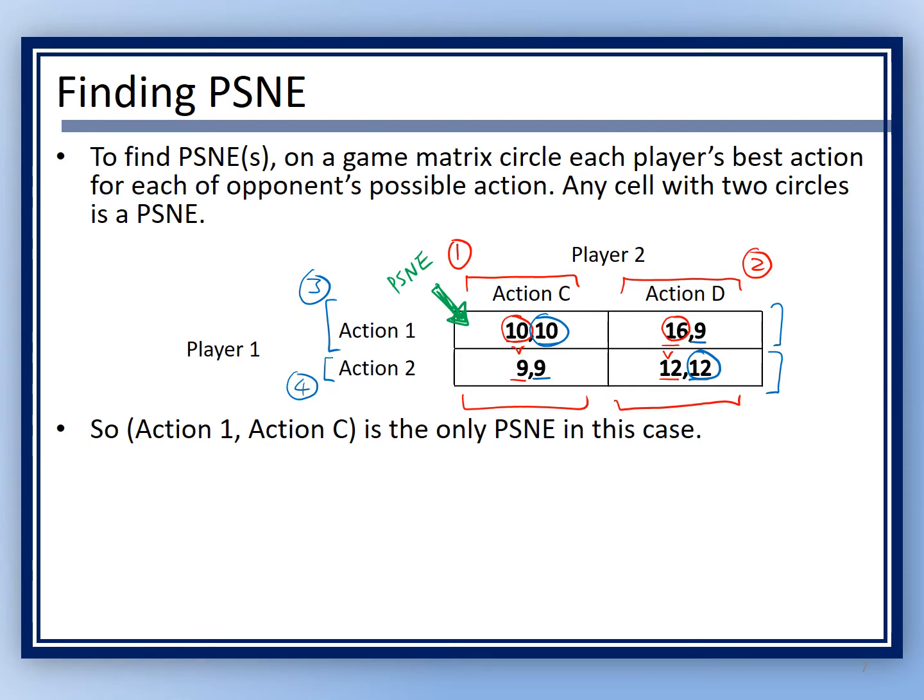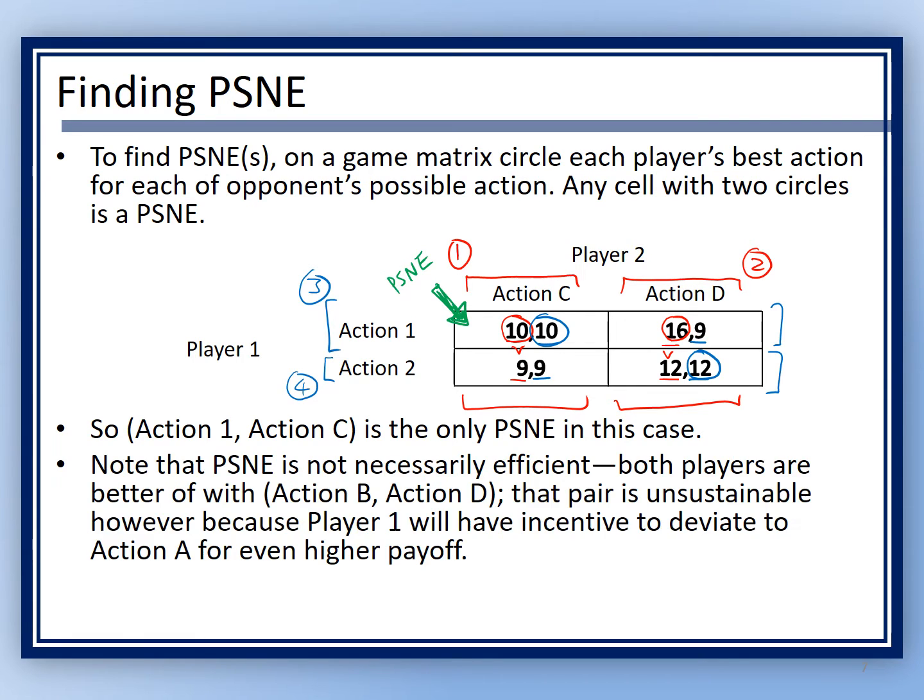What if player 2 switches? If player 2 switches from C to D, she's going to get 9 instead of 10. That's also minus 1. So she's not going to be better off if she changes, so she doesn't want to change. So in this situation, neither player can make themselves better off by switching to another action. Okay, so that's why it's stable. No one can make themselves better off by switching unilaterally.